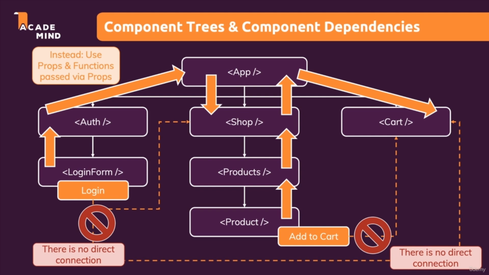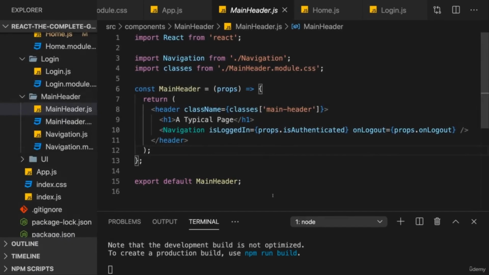And therefore, we would forward a pointer to the add to cart function through all those other components, the shop component and the products component, even though those components probably don't need that function. They only need it so that they can forward it to the product component in the end. So in the end here, we have the same problem I described here, just on a larger scale.